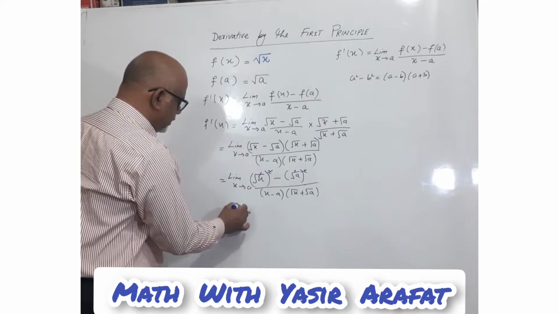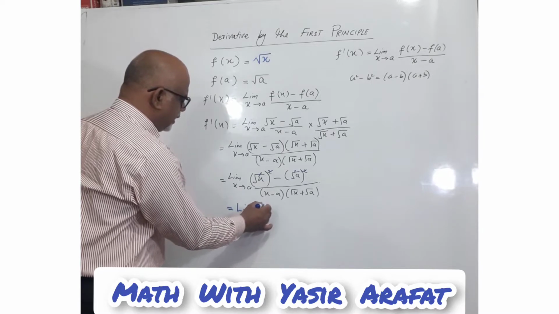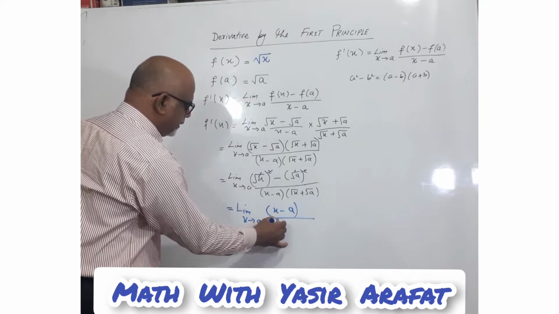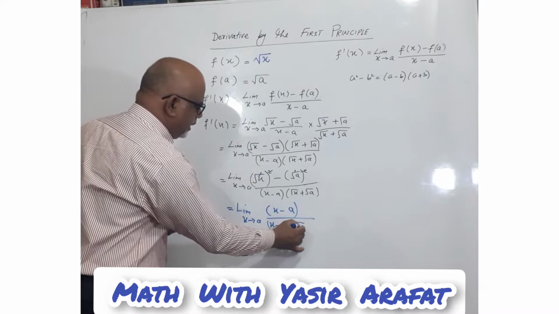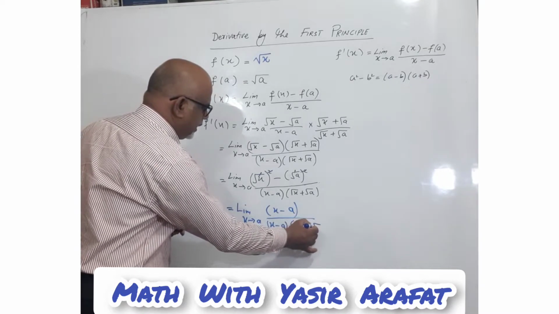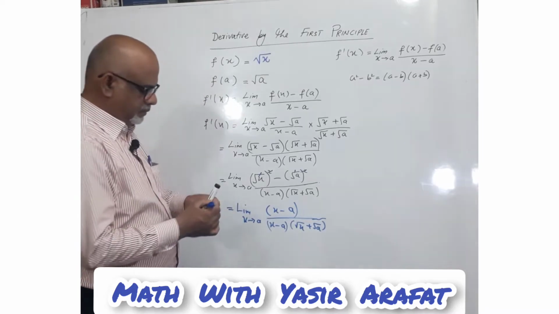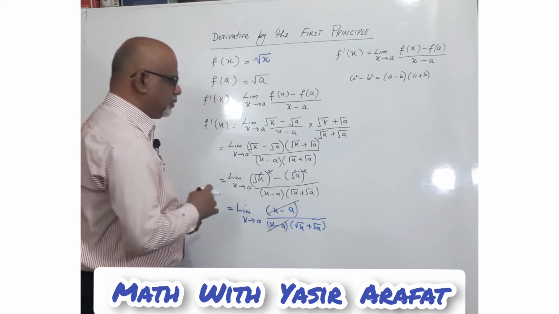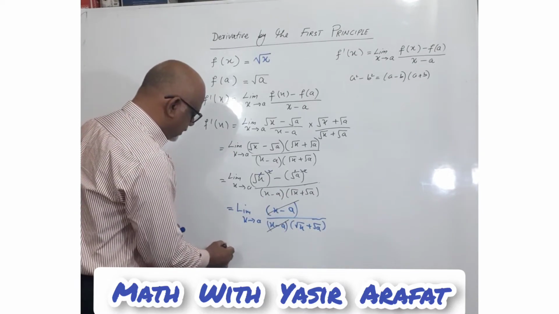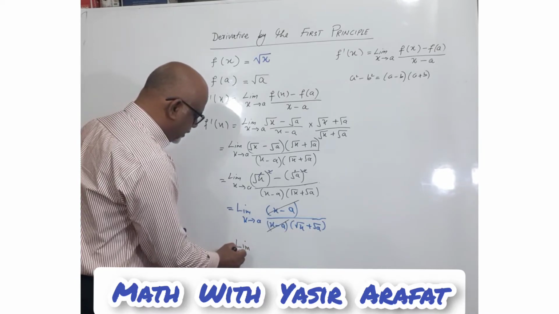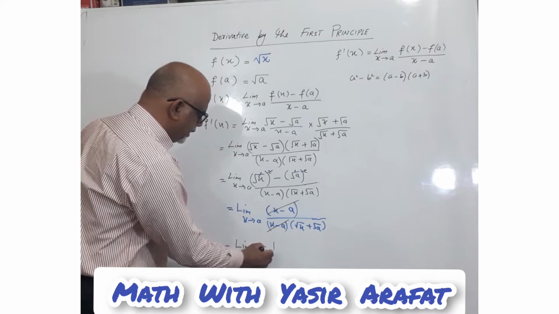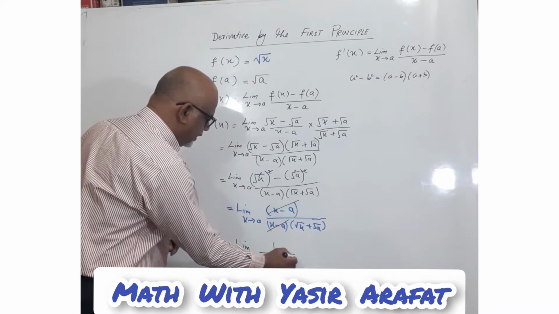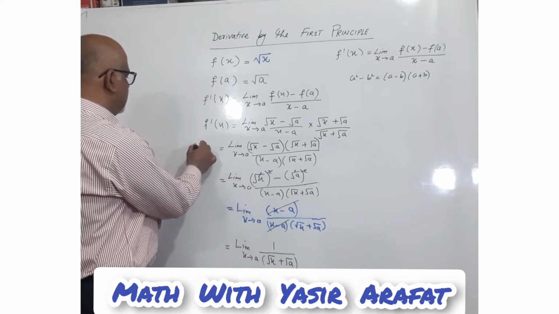So this will be cancelled out to this one. So this is limit x tends to a, it is x minus a divided by x minus a times radical x plus radical a. So this factor x minus a will cancel out, and this is limit x tends to a, that is 1 over radical x plus radical a, that is f prime x.